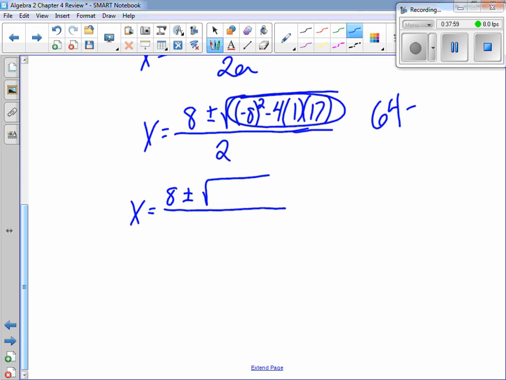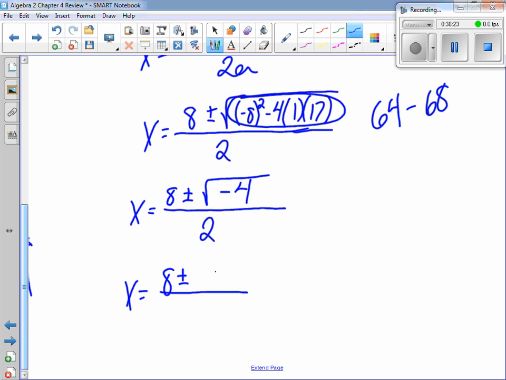Minus 4 times 7 is 28, carry the 2. We get 68, so this should be negative 4. And we're looking at 31, yes? Okay, good. Now, I need to simplify this radical.